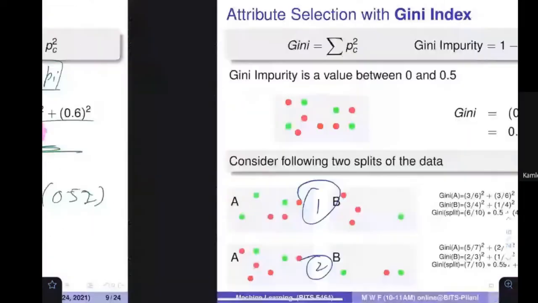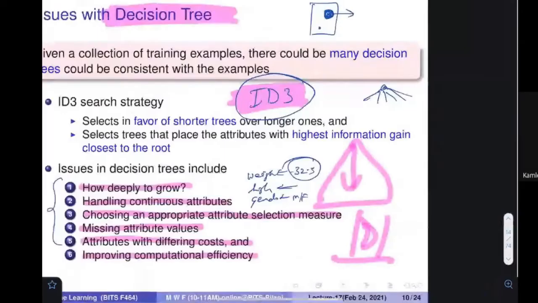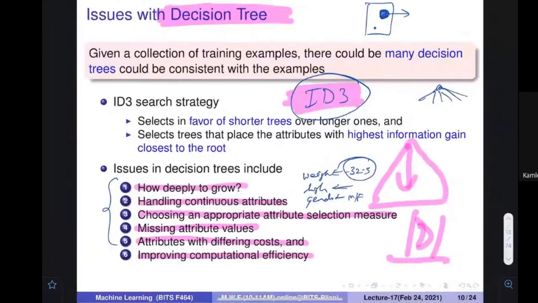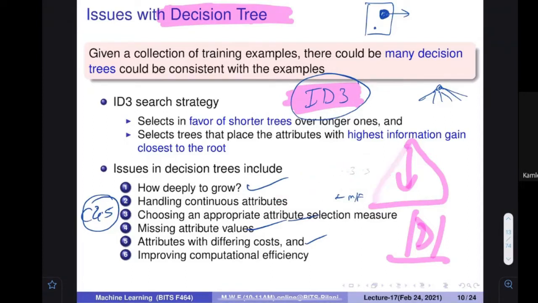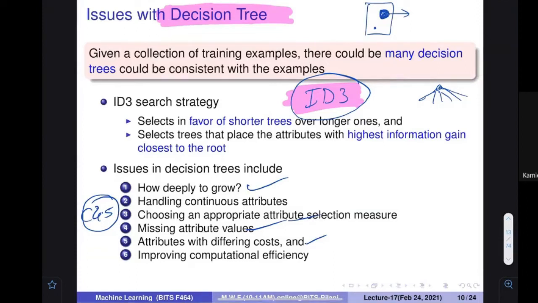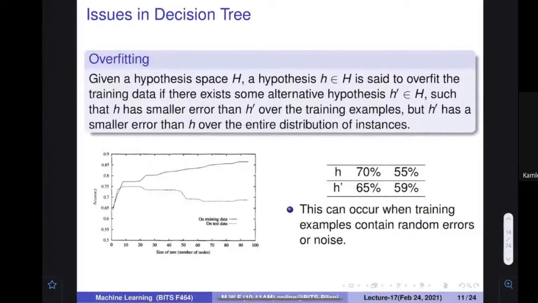After a few years, the same people gave another algorithm that they again named in a similar fashion, a very interesting name, C4.5. This algorithm was given, and it is actually able to handle all these things. Make sense? So in this particular class, we are going to see that algorithm, what to do if these kinds of scenarios are arising.